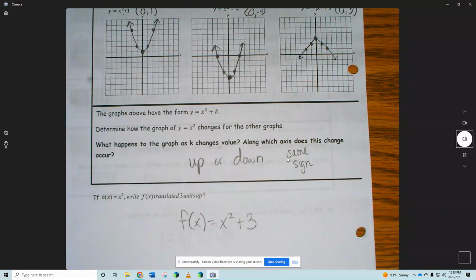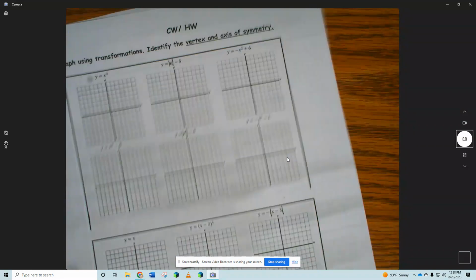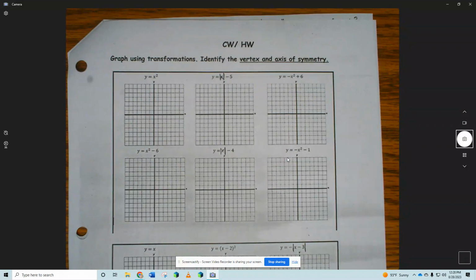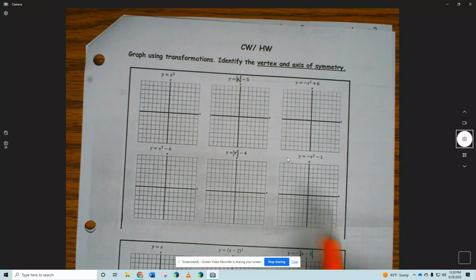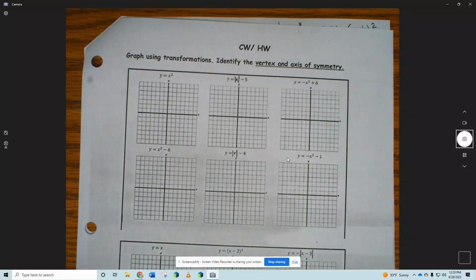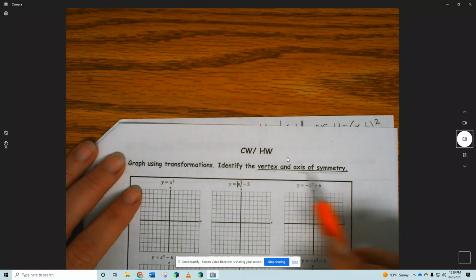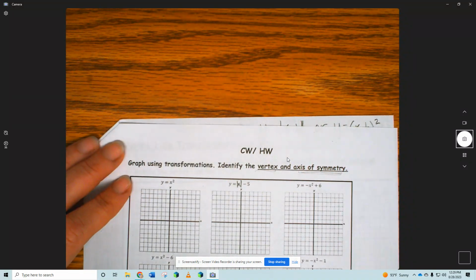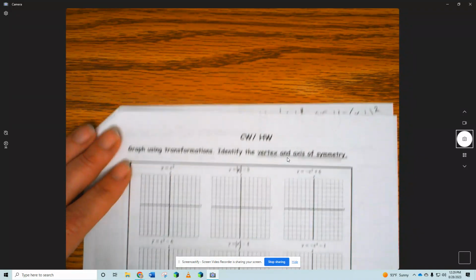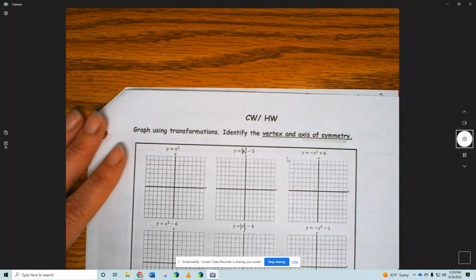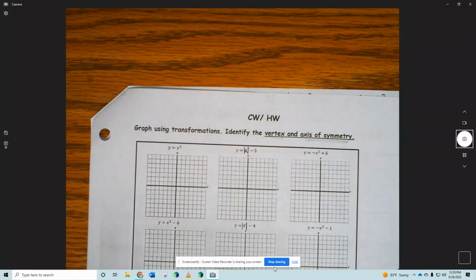All right, so I'm still doing the video. I'm almost going to stop recording. Your next ones here are this whole front side. There's 12 problems, and you are writing up here the vertex. And remember, the axis of symmetry is that line that goes down the middle of it. So we'll talk about that a little bit too. Let me stop recording.